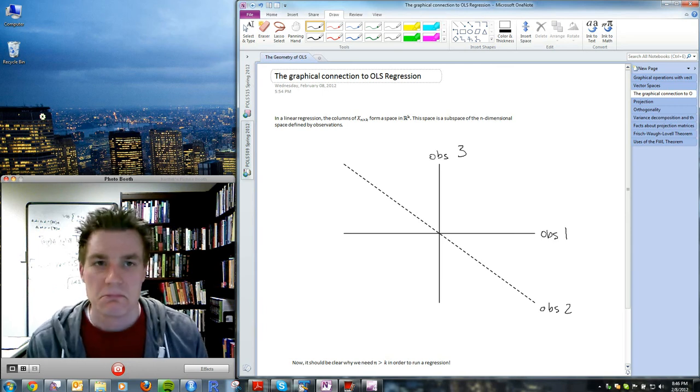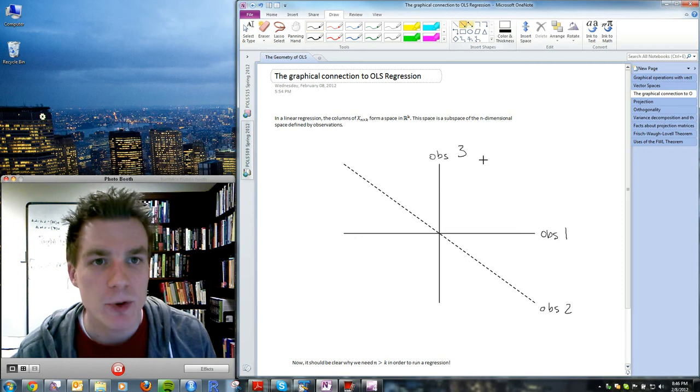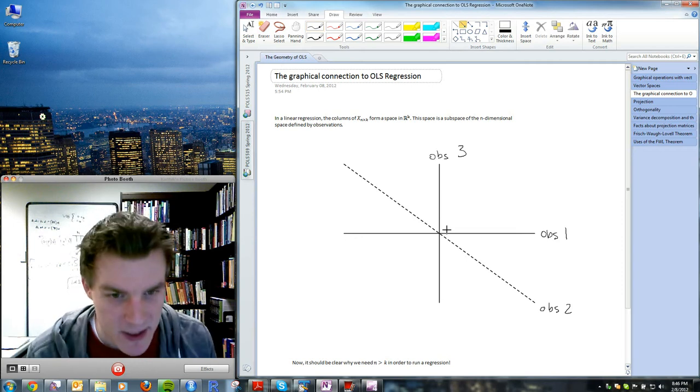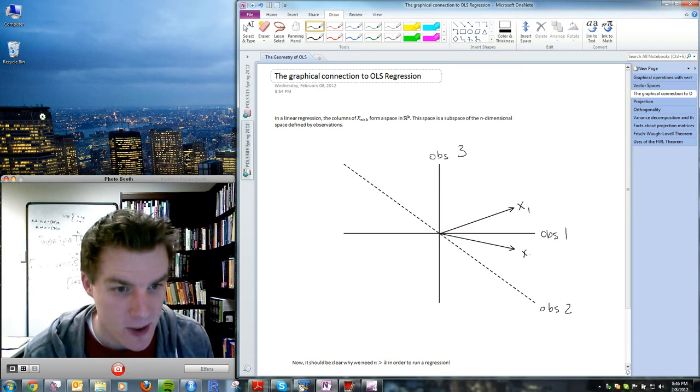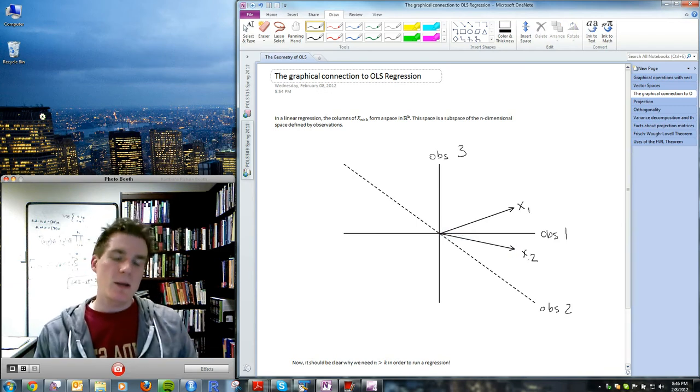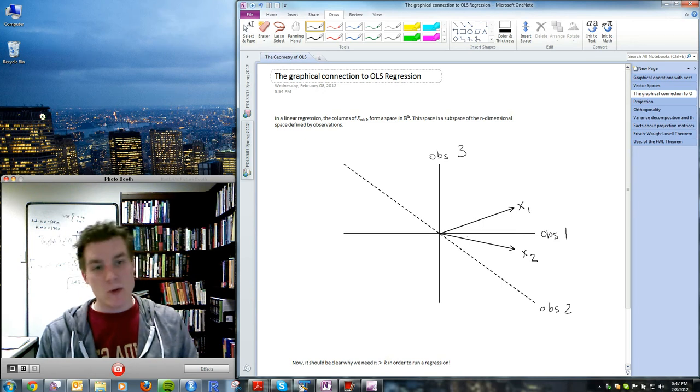Let me put these variables into this observation space. Here's one of them. There's the other one of them. So we'll call this one x1 and we'll call that one x2. Now you can imagine these 2 variables jutting out into the 3-dimensional space created by observations. So we've got here n equals 3 observations, but only k equals 2, so only 2 variables.